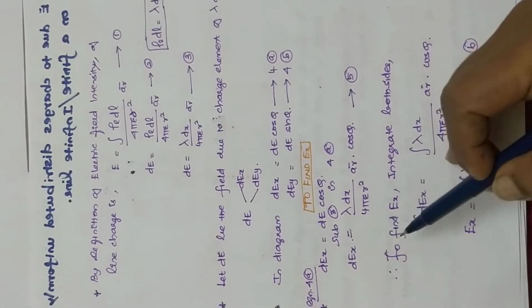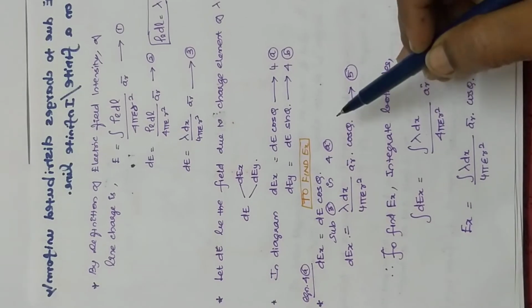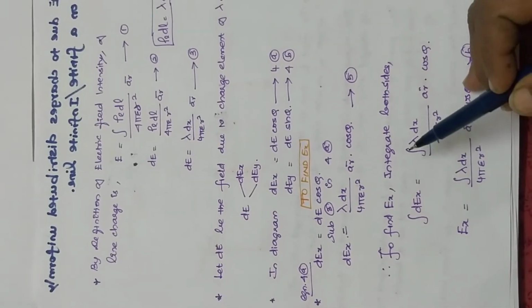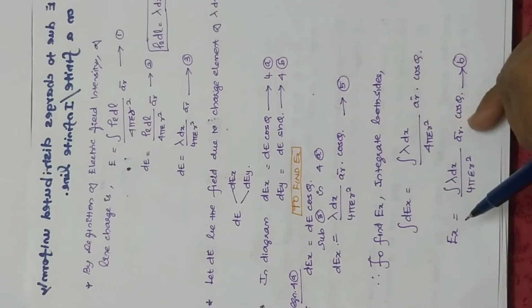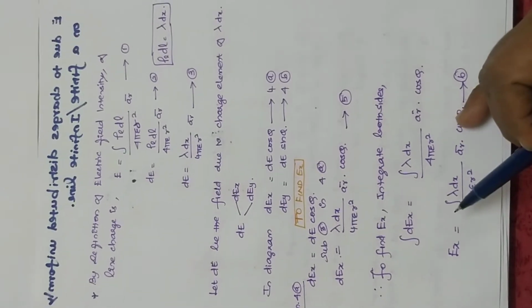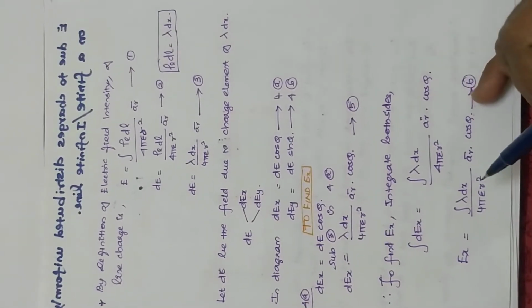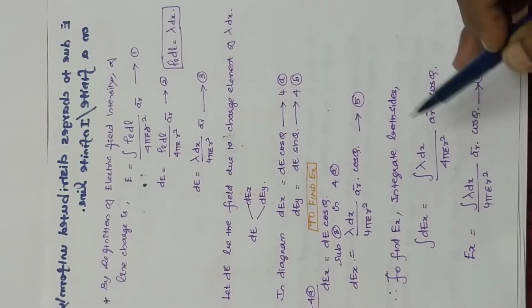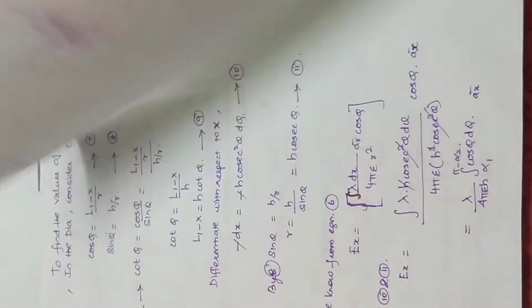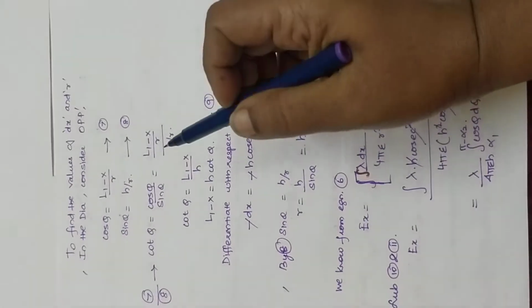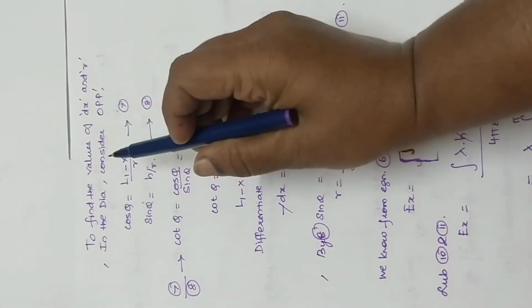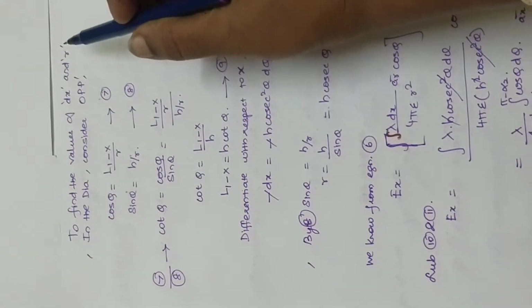Now to find Ex, I have to integrate both sides. So upon integration, what is happening? The left hand side becomes Ex equal to the integral of lambda dx divided by 4 pi epsilon r square, of ar vector cos theta. Now, our next step is to find the value of dx separately, r separately.